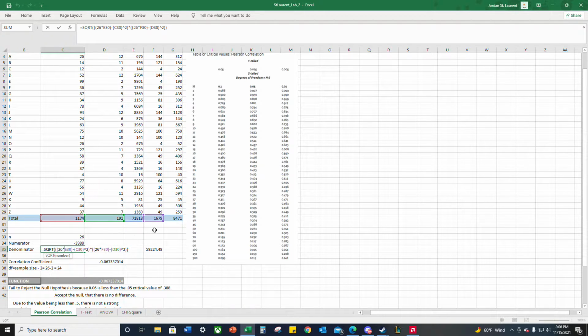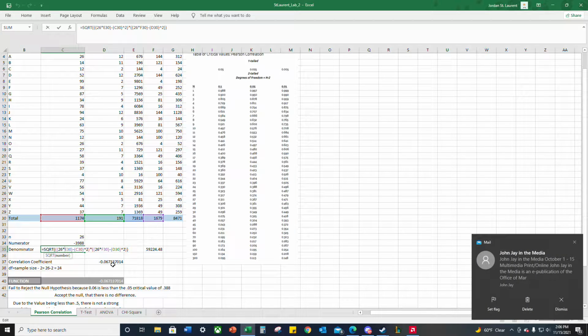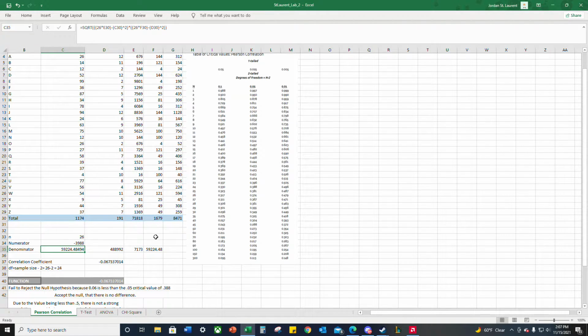The denominator is the square root of the number of terms times the value of x squared minus the value of x squared multiplied times 26, the number of terms, times the value of y squared minus the value of y squared. And of course, following the square root of all that, we get a final value of 59,224.48. This on the right here just explains how I went about finding that value without using this long equation, basically breaking it up.